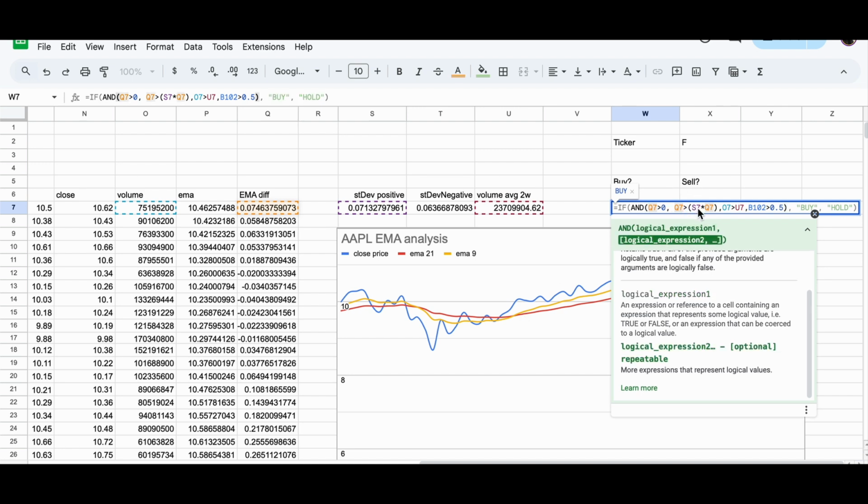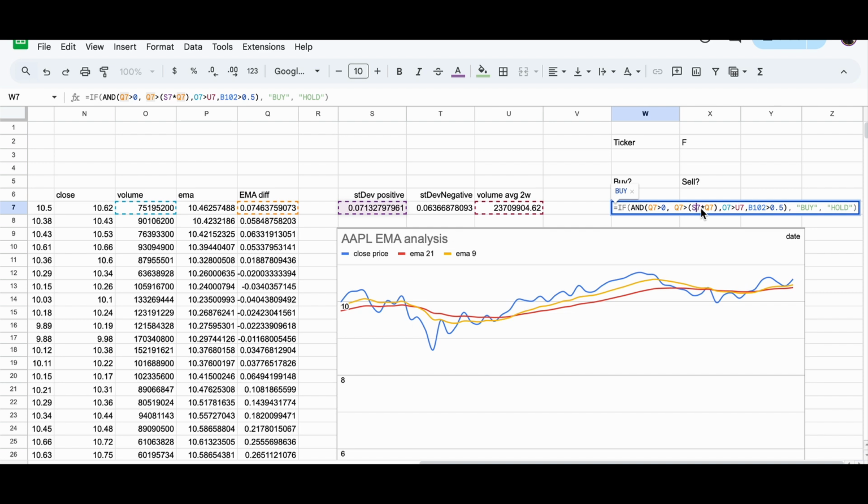The second, we are checking another condition. First we multiply this standard deviation, positive standard deviation, by the EMA difference to get the standard deviation in absolute values, to see in absolute terms by how much this EMA difference deviates from the average. Then we see that this EMA difference is actually larger than the standard deviation in absolute terms. We do this to capture trend breakup.